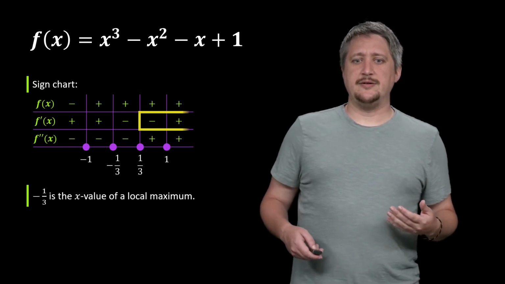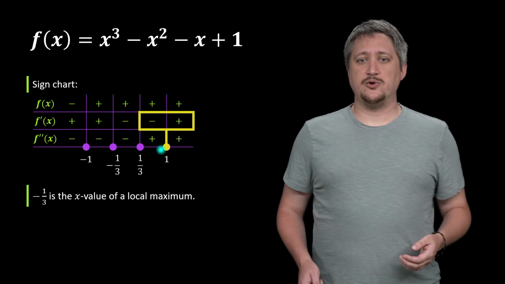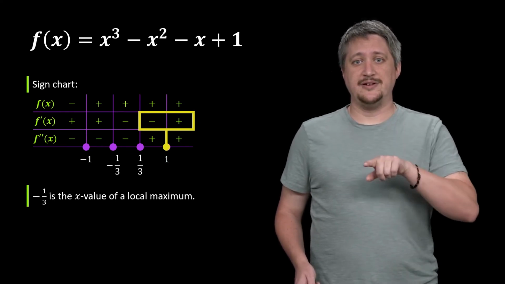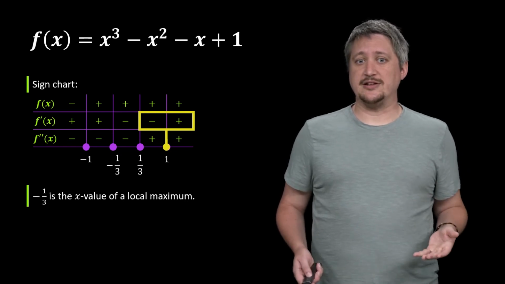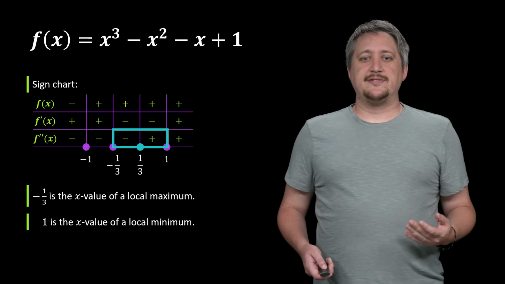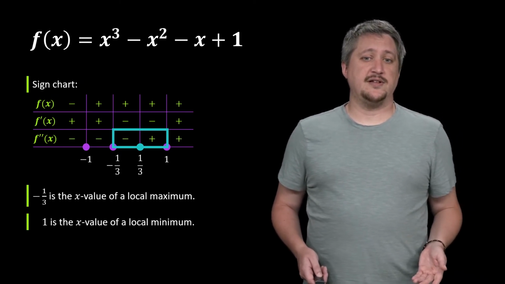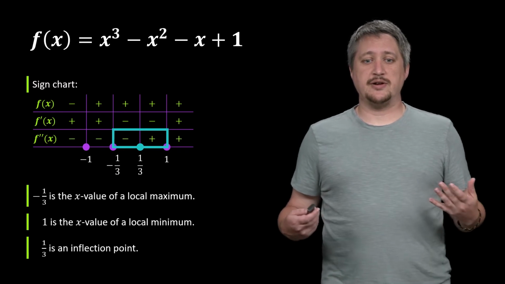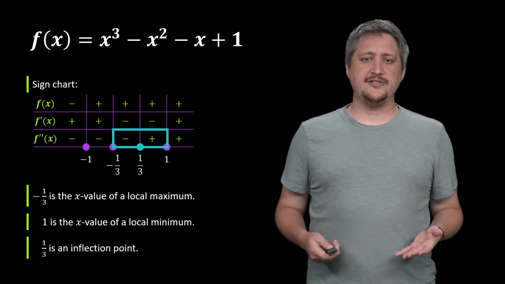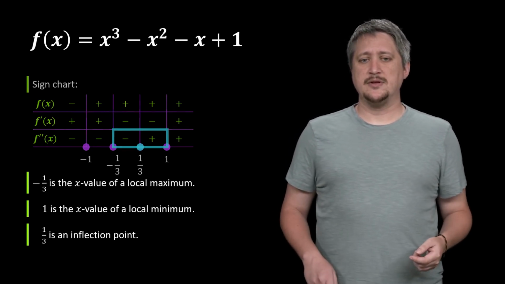Likewise, the value for x equals 1, over here, the derivative is going down and then up, right? So it's down and then up. So that's telling you that that's going to be a minimum, right? Likewise, at x is 1/3, my second derivative is changing sign. So that tells me that when x is 1/3, I'm getting an inflection point, right? So this is telling me the x values of all of these things.